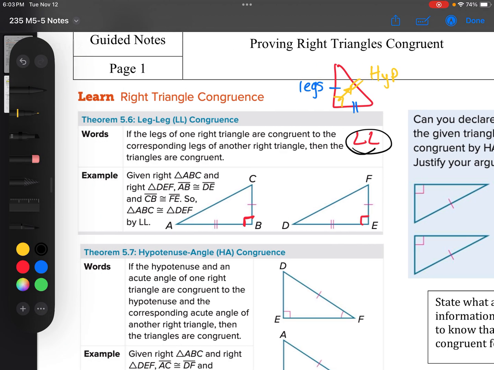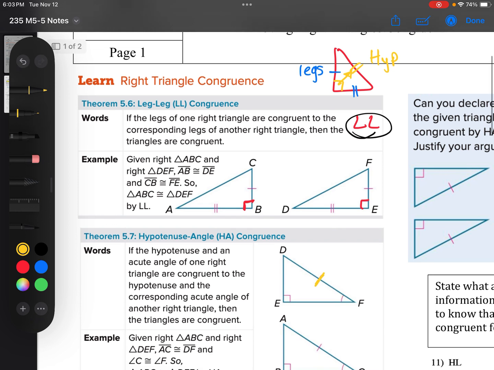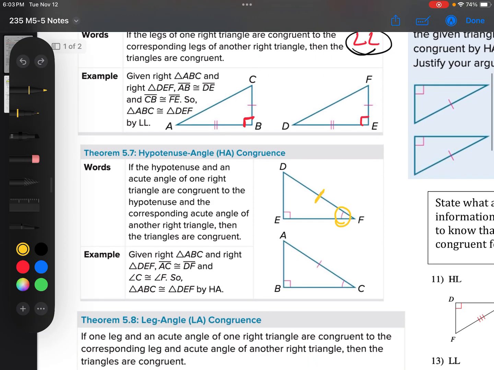So the other one we're going to learn is hypotenuse angle. So this is important. It needs to be the angle that's next to the hypotenuse. So you can see here, this is the hypotenuse. This is the angle. Angle F is right next to the hypotenuse. It cannot be the right angle. That's a common mistake people make.